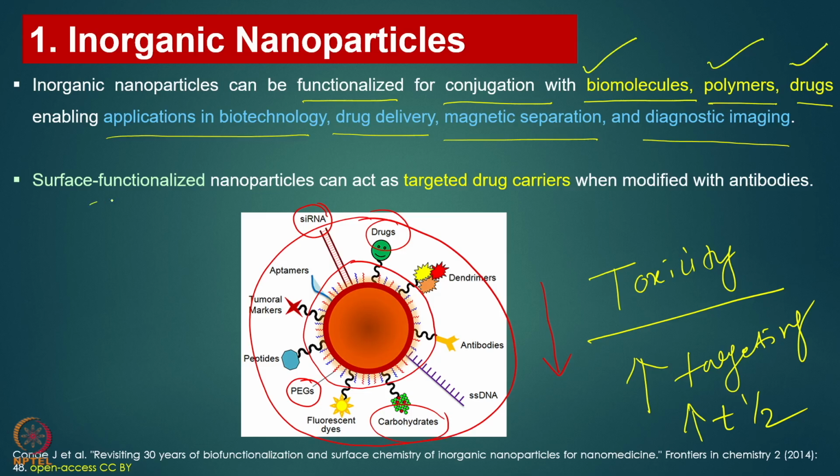So, surface functionalized nanoparticles can act as targeted drug carriers when modified with antibodies. These are active targeting systems. Even by modifying the surface with polymers and other types of biological molecules, it also involves various targeting systems, that is passive targeting systems. So, these are some of the advantages compared with the organic nanoparticles.